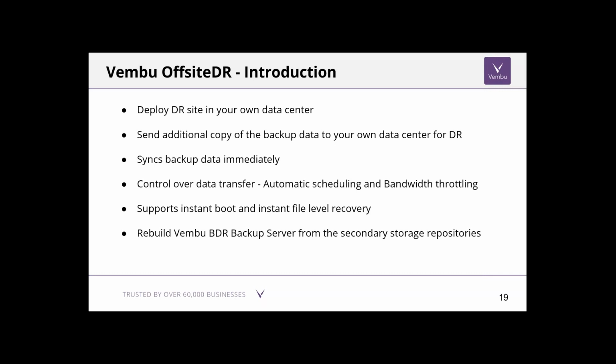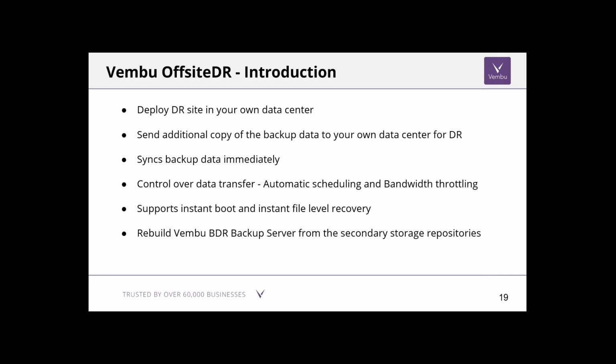the schedules and also the bandwidth. You can set up the bandwidth to replicate a backup. Since everything is going to be transferred over WAN, you can control how much bandwidth the replication, the offsite copy job, has to use. And whatever options you have with the Vembu BDR backup servers during a disaster, you can have all those options enabled for Vembu OffsiteDR servers as well.